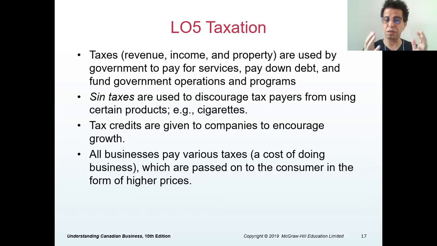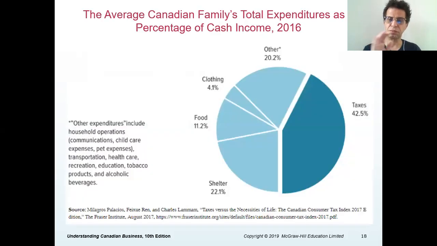So all businesses pay various taxes, a cost of doing business in Canada, which are passed on, most of the time, to the consumer in the form of higher prices. The average Canadian family, as you notice, pays over 42.5% in taxes, and the rest you can see: clothing, others, food. But these taxes go to many services that we are enjoying in Canada.